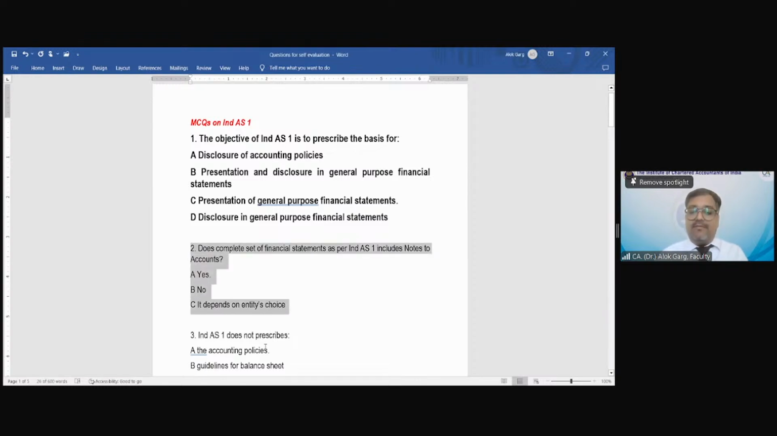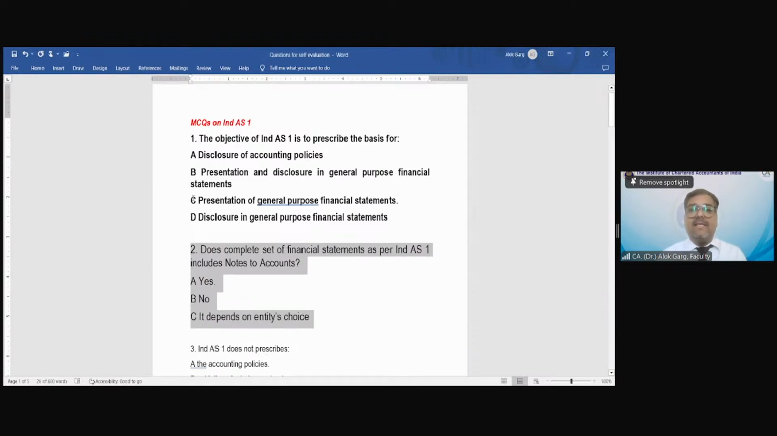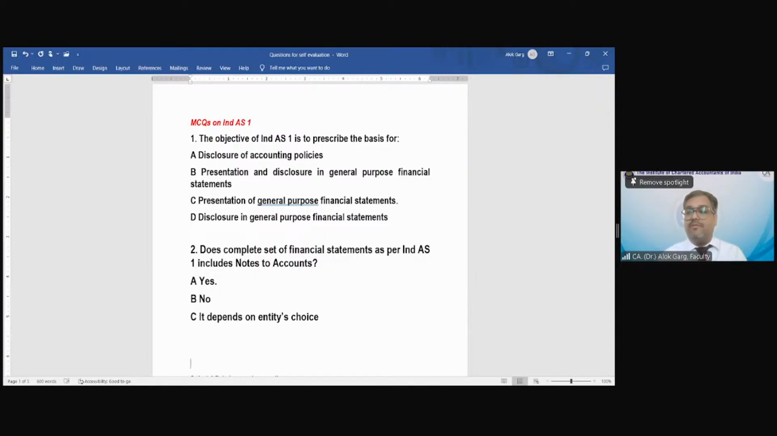Does a complete set of financial statements for Ind AS 1 include notes to accounts? So what is the right answer? C is the right answer. Yes, it includes notes to accounts. Notes to accounts is the mandatory component of the financial statements.